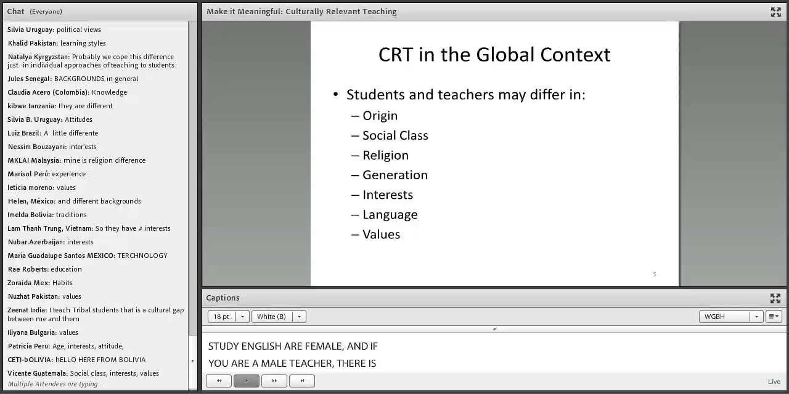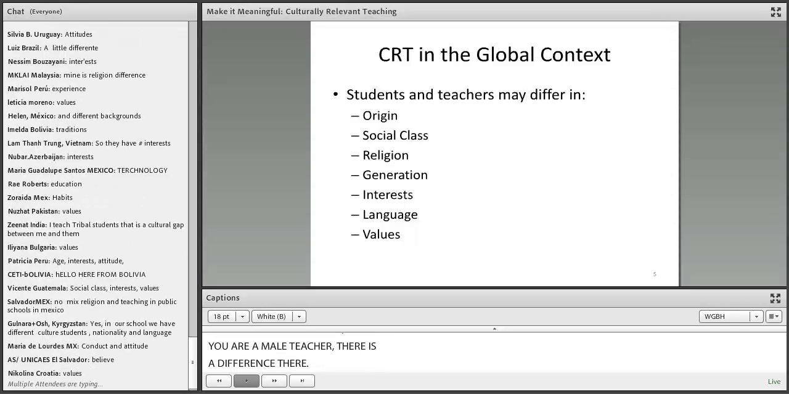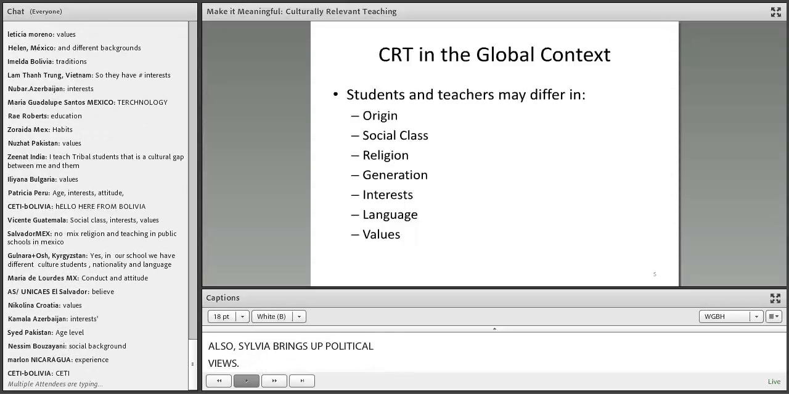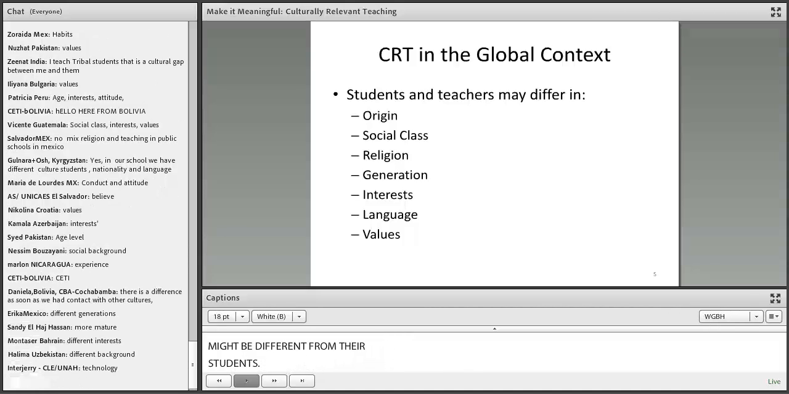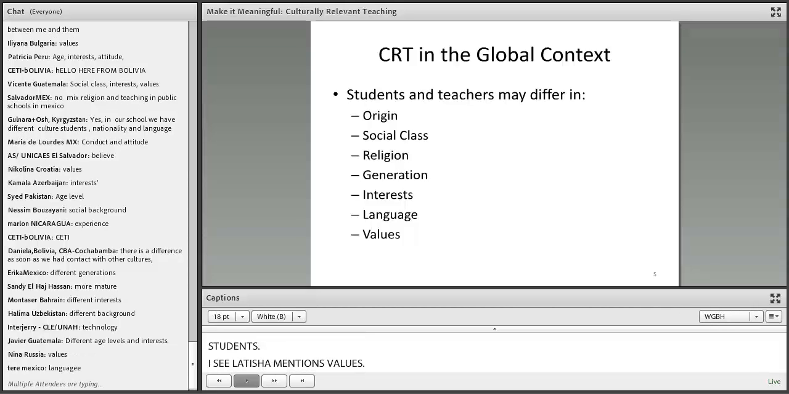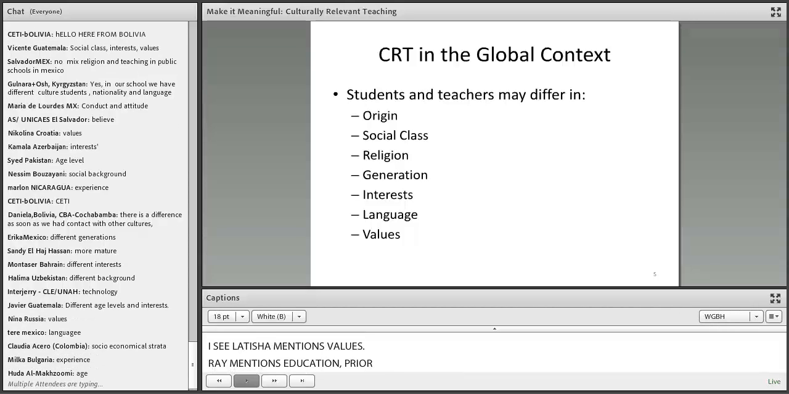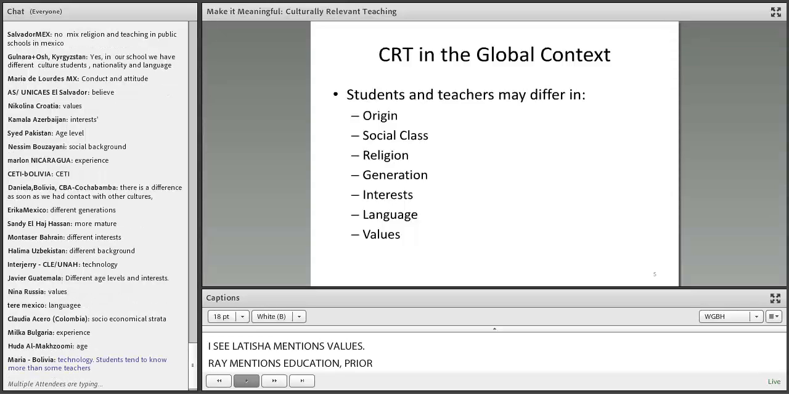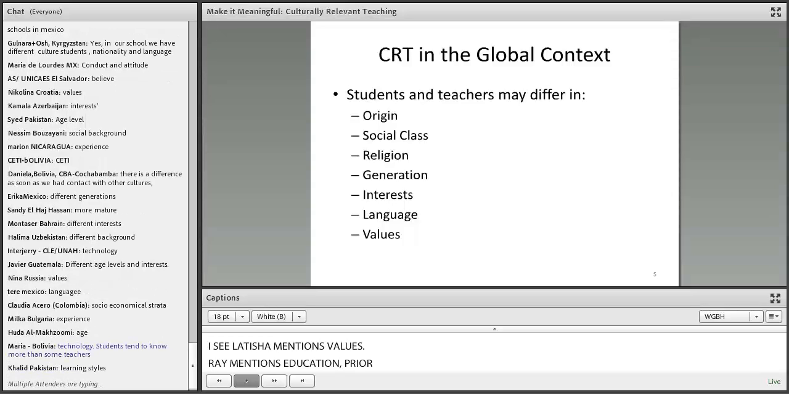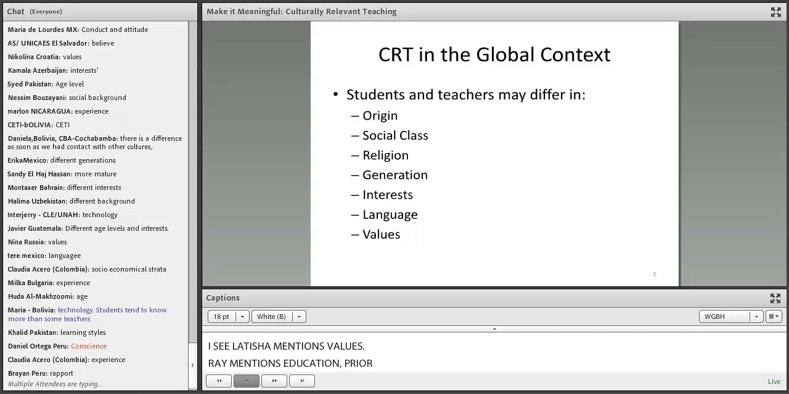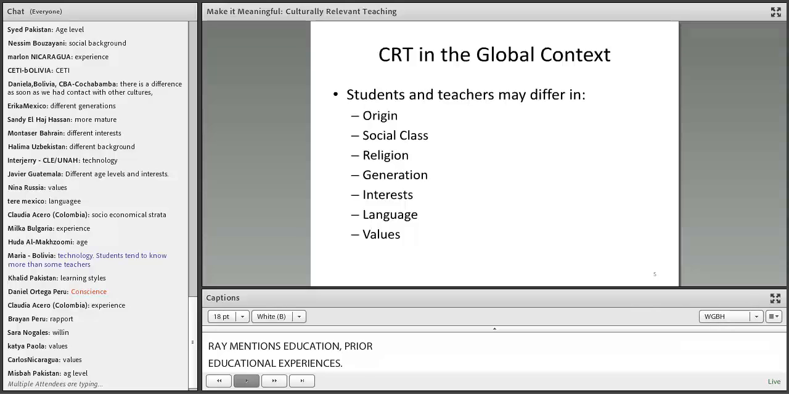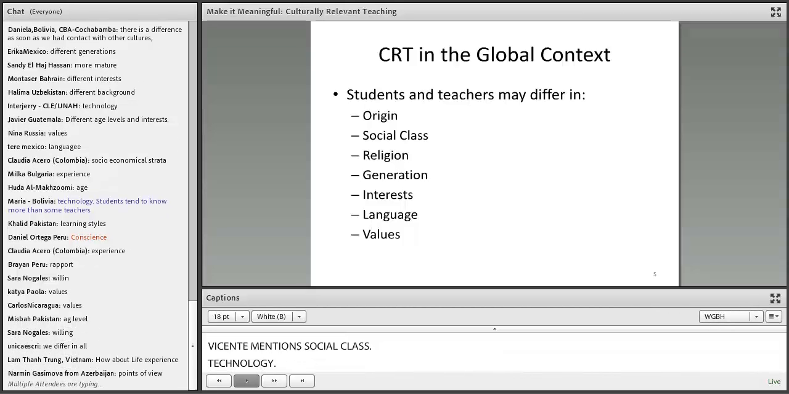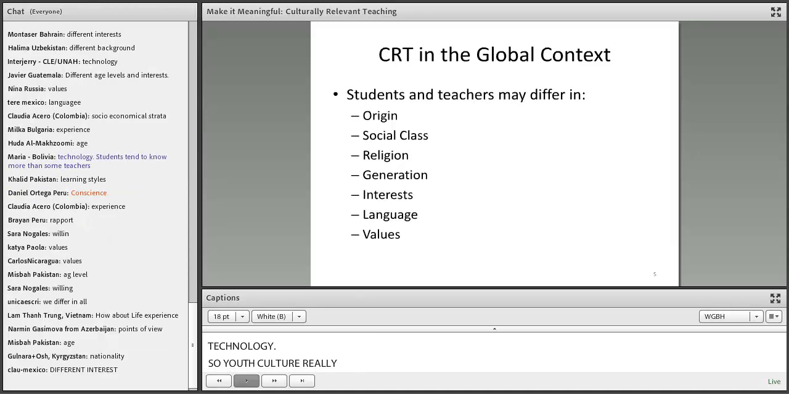Also, Sylvia brings up political views. That's an important way that teachers might be different from their students. I see Leticia mentions values. Ray mentions education, prior educational experiences. Vicente mentions social class. That can be a major way that students and teachers are different. Technology, someone says. Intergeri says technology. So youth culture really emphasizes technology, and often older teachers might not know about it.